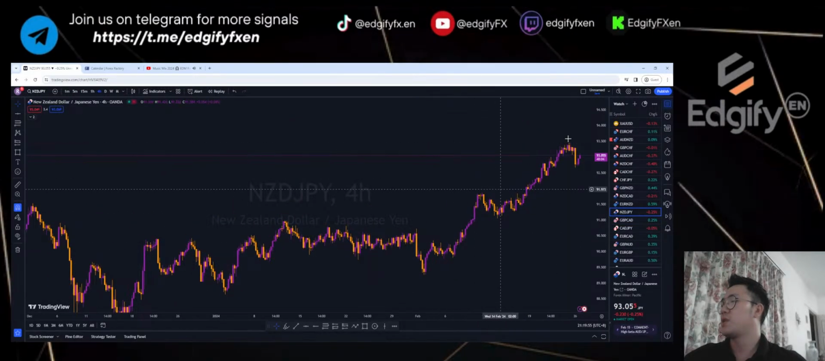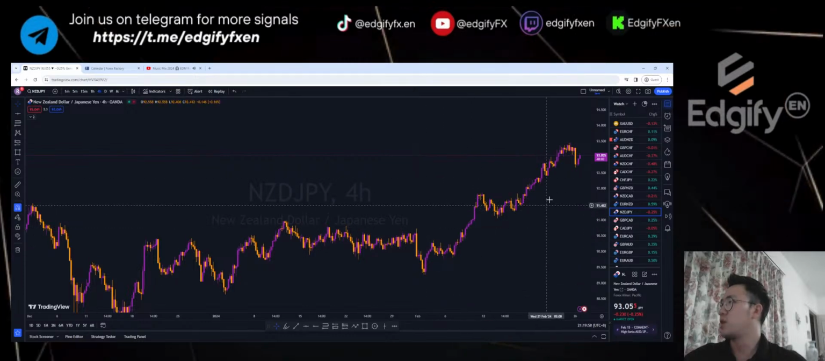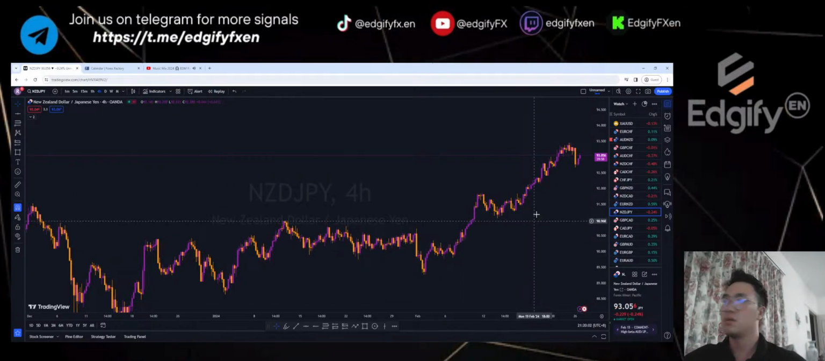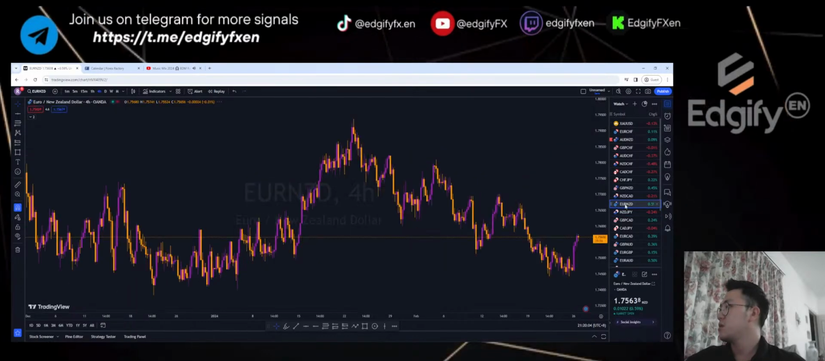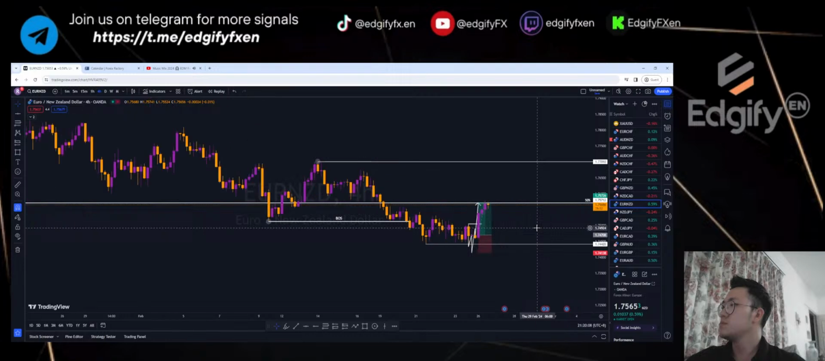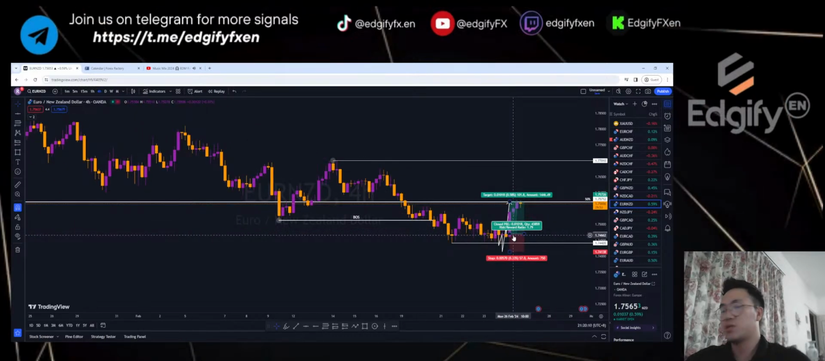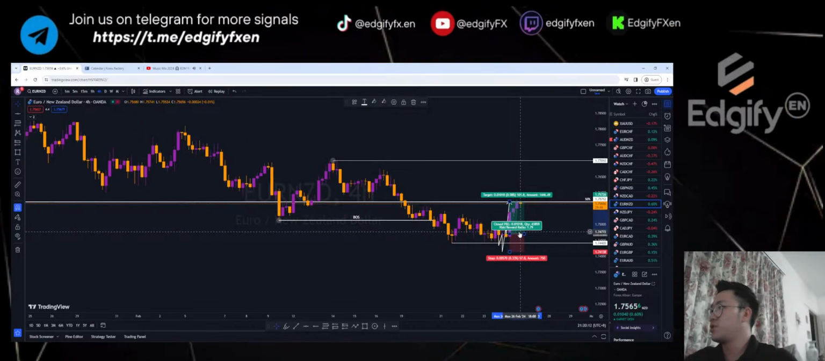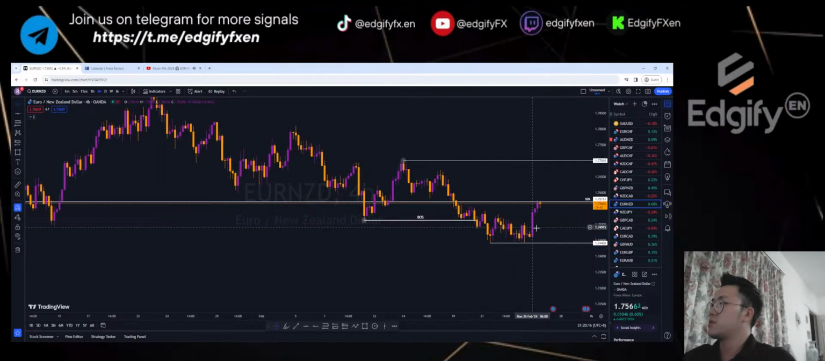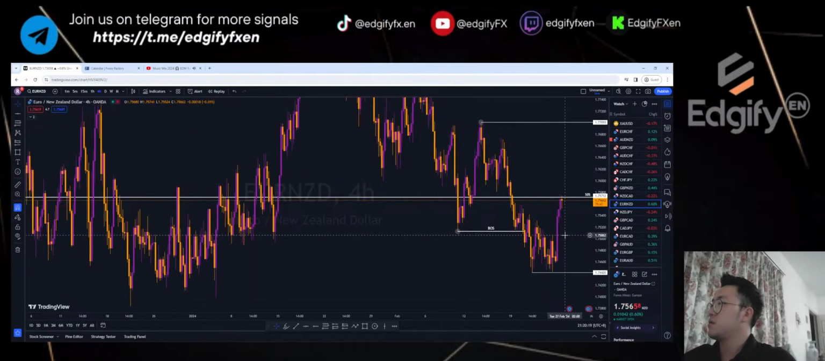NZD JPY, there's no direction for me to look at, like this rally. There's no proper retracement for me to actually mark a zone. Okay, Euro NZD, something that we didn't take because this is last week. There's no confirmation, so we did not manage to take it. Alright, so I'll be removing all this.